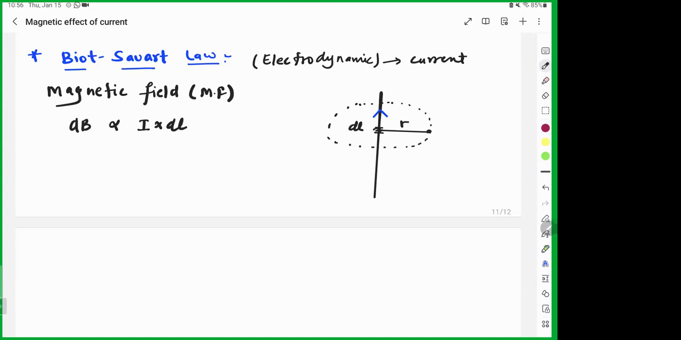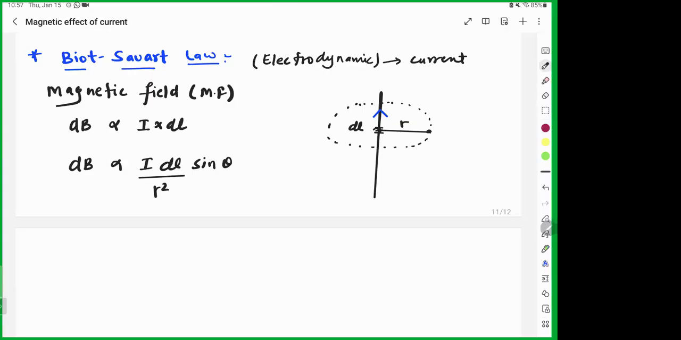Second, it depends upon the angle also. At what angle you are considering this? Angle matters a lot. So I dl sin theta. Cross product means you have to consider this. Correct. Third, it depends upon the distance r also. If your compass is nearby, deflection will be more. If compass is far away, deflection will be less. So it depends upon r square.